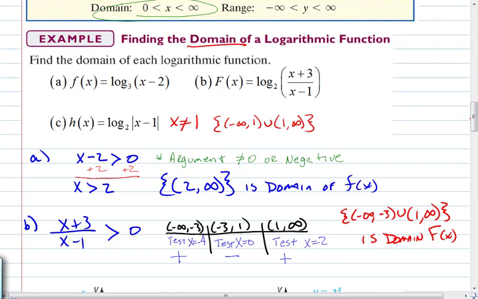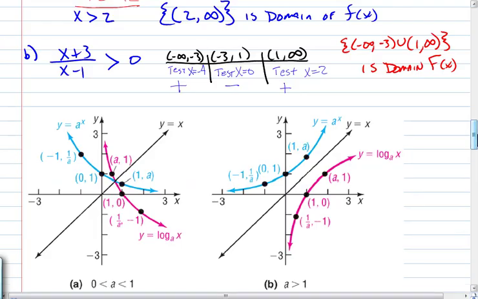We know lots of stuff right now about logs. Now, the other thing we learned about inverse functions is that the graphs of inverse functions are symmetric about the line y equals x. Look at this blue function right here. This is our exponential function where the base is between 0 and 1. Remember, it's a decreasing function. The domain is all real numbers. The range goes from 0 to infinity.